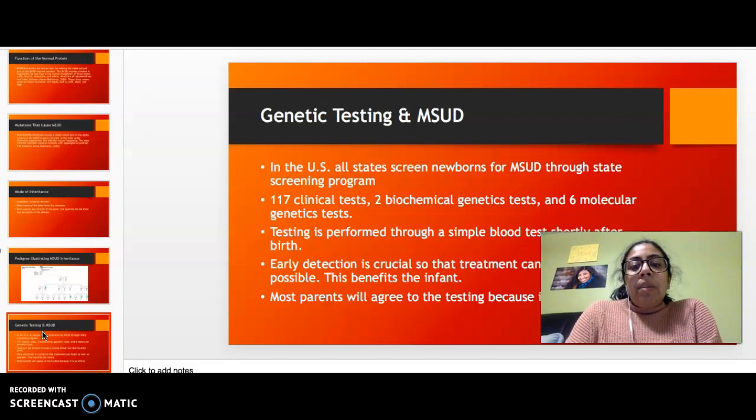And then most parents will agree to the genetic testing because it's just a simple blood test, and it may hurt the child, but it could save their life too.